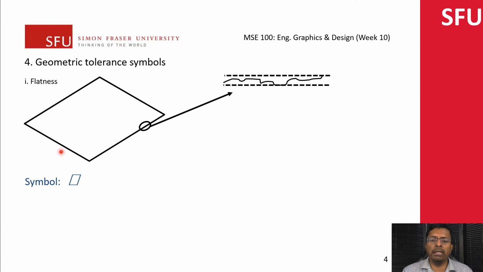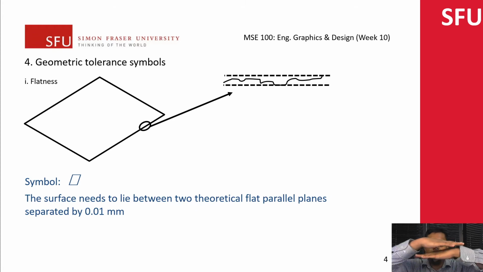So the symbol is the parallelogram over here. What that means is that we are bounding the plane between two theoretically flat surfaces, and if the tolerance is 0.01, we're saying all of the variation that's happening needs to be within the tolerance bound that we specify. That's what is meant here.